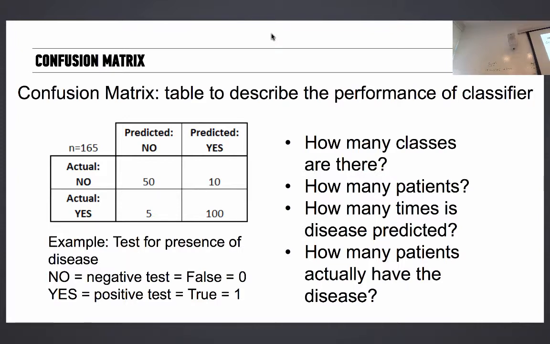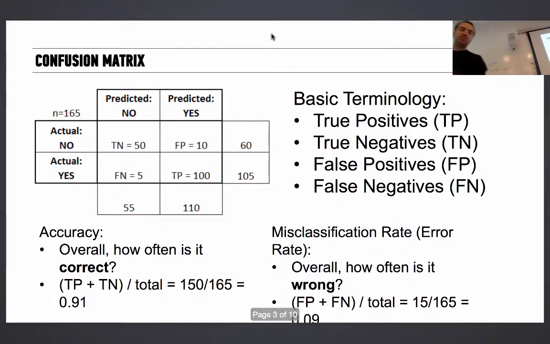So from the confusion matrix, we can look at some basic terminology. True positives, which is a number. True positive is not a ratio, is not a fraction, it's an integer. True positive is the literal number of people who were a true positive. The test said yes and they had it. It's not a ratio.